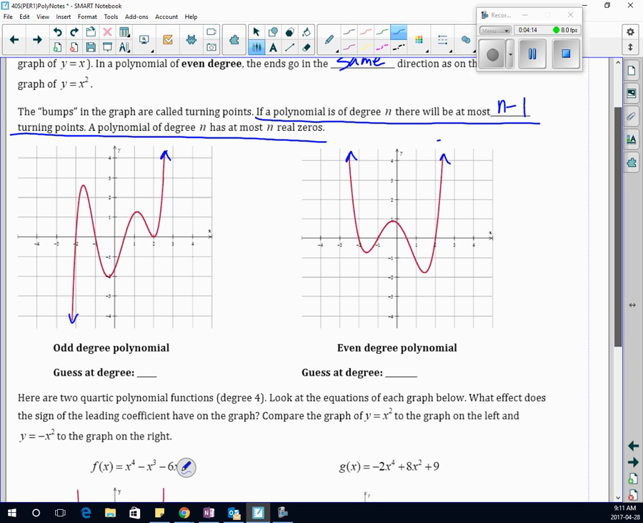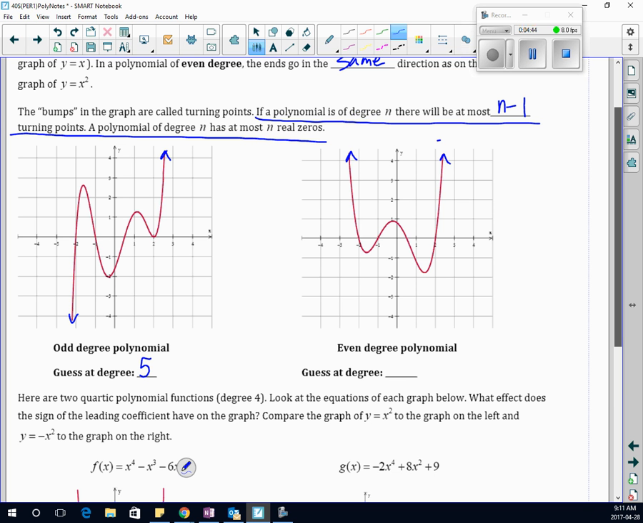Okay, knowing that, can you guess what degree the left graph is and the right graph? I hear a 5. Okay, why did we say 5? There are 4 turning points. There's 1, 2, 3, 4 turning points. So we just went to the next one. We went 5. It could be 7.